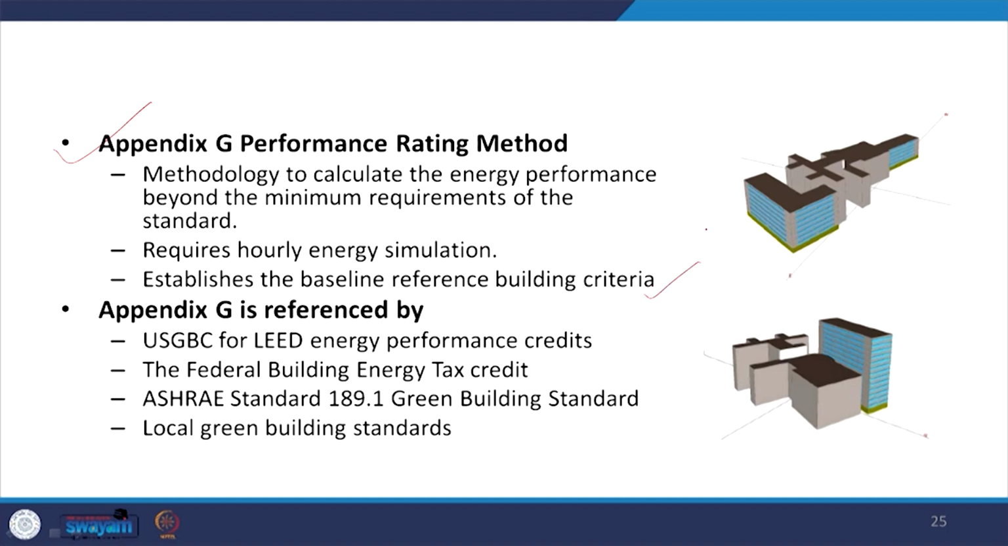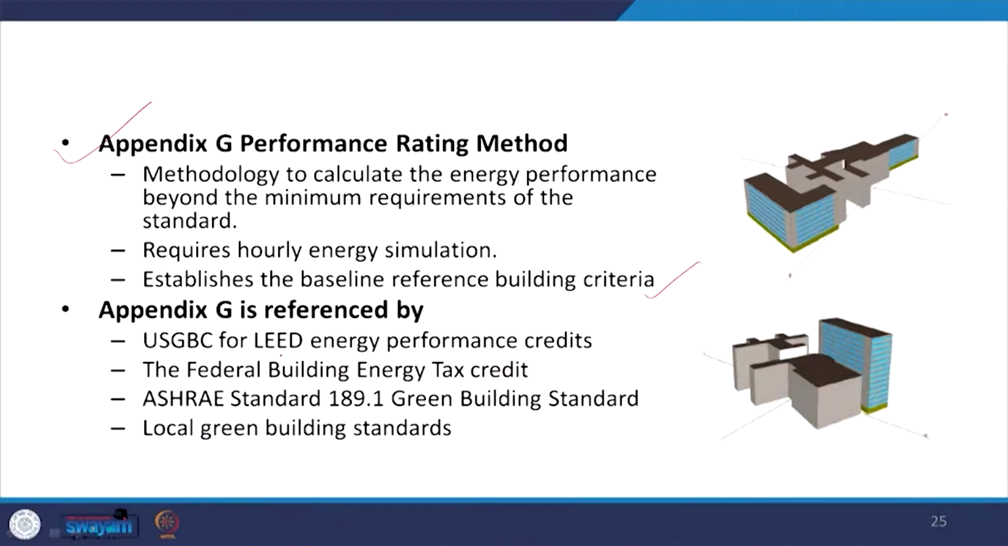This baseline building criteria that I very often refer to, we will be discussing in detail in the subsequent lecture. Appendix G is referred to by USGBC for LEED energy performance credits. So, it is only for energy performance that ASHRAE standard 90.1 and then Appendix G is referred to.